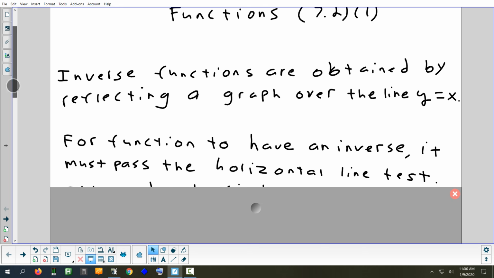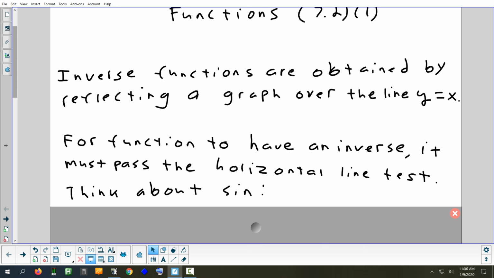Now, for a function to have an inverse, it has to pass the horizontal line test. We've used the vertical line test, and that's different. The vertical line test is used to tell you if what you're looking at is a function. If a vertical line hits it more than once, then it fails. A horizontal line test is used to tell you if the inverse of what you're looking at is a function.